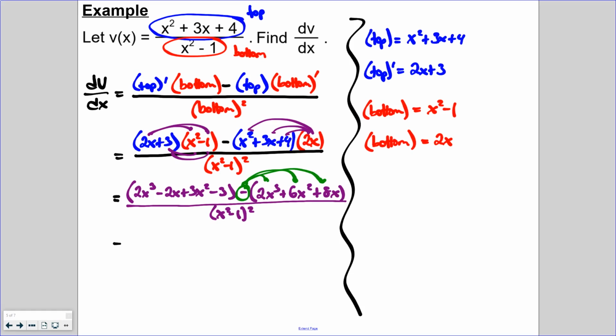And that's going to give us, let's see, 2x cubed minus 2x plus 3x squared minus 3, minus 2x cubed minus 6x squared minus 8x, and that is all over x squared minus 1 squared.